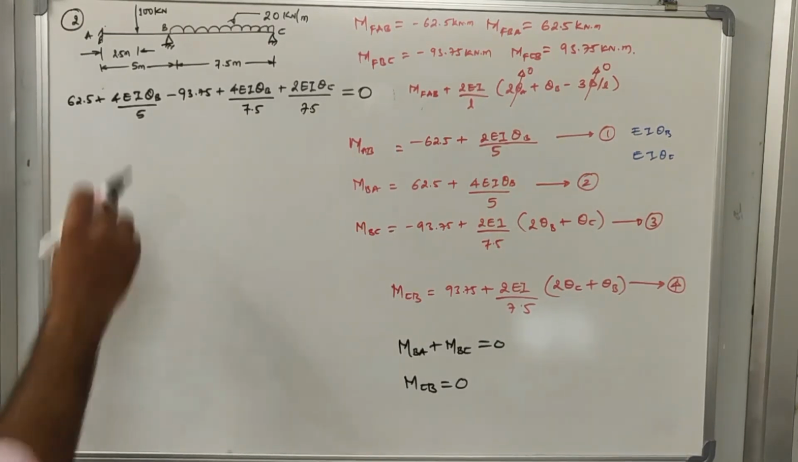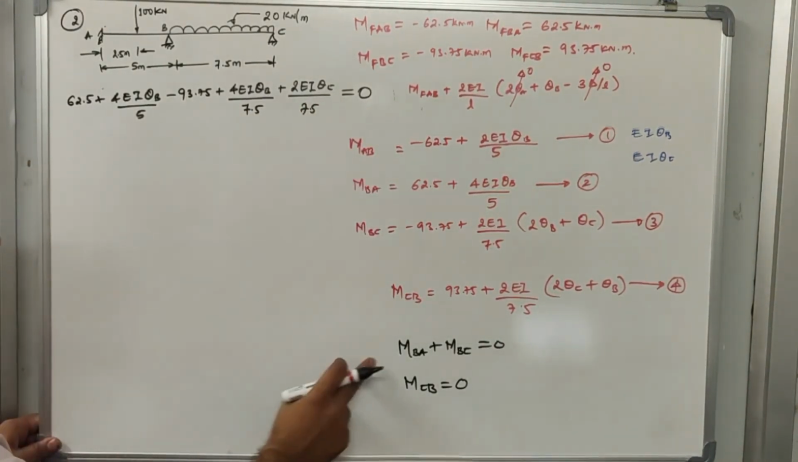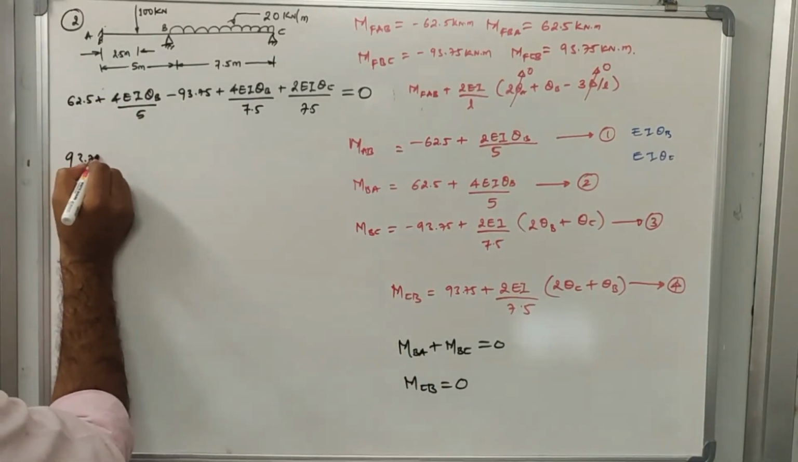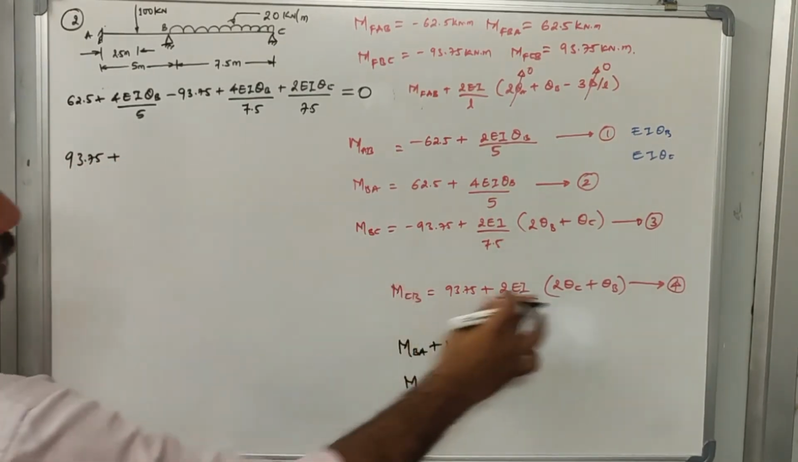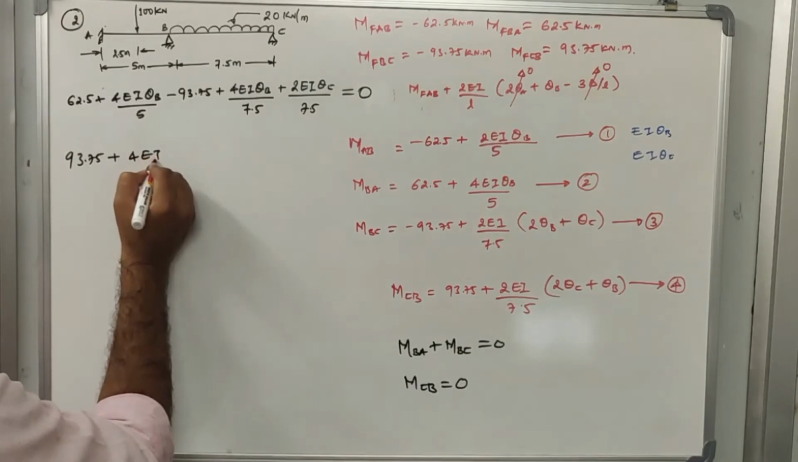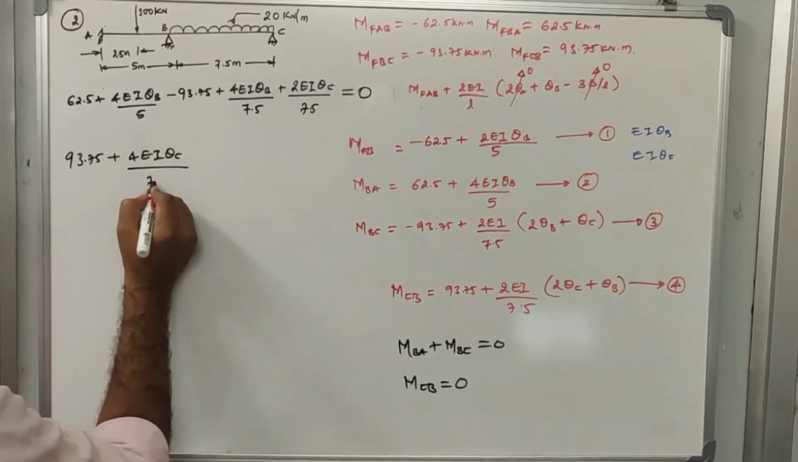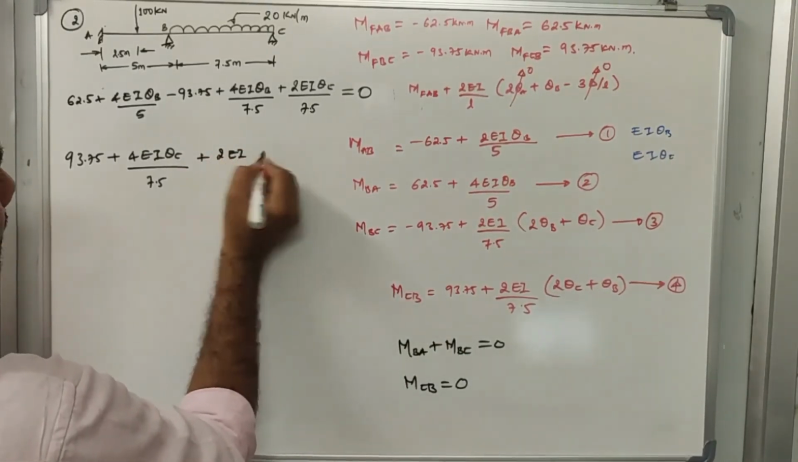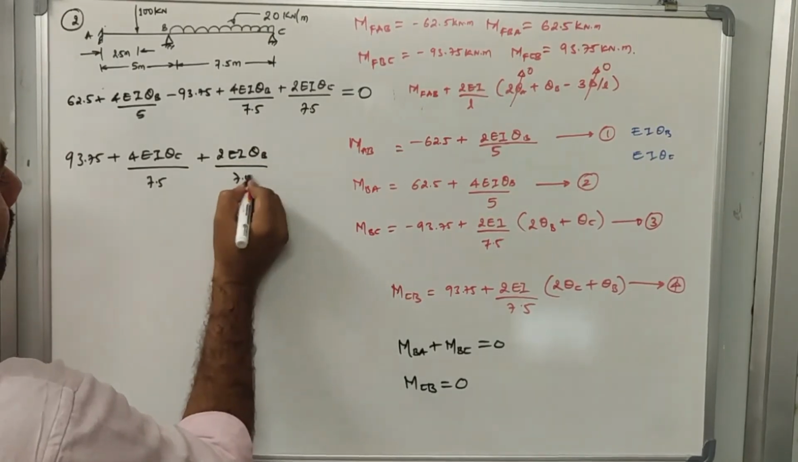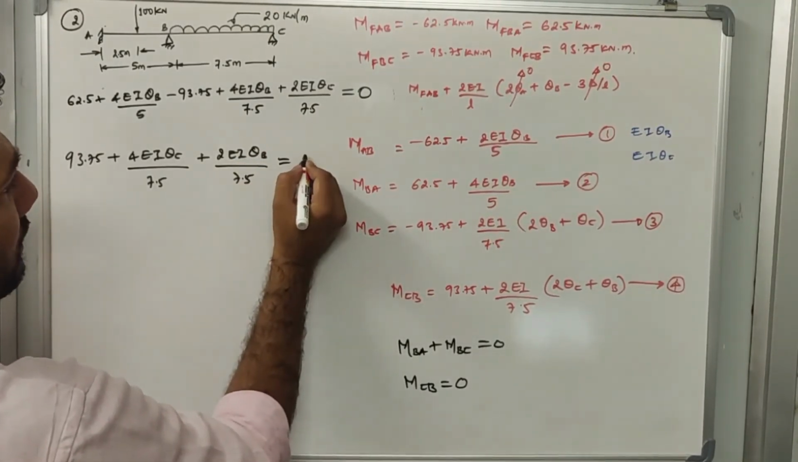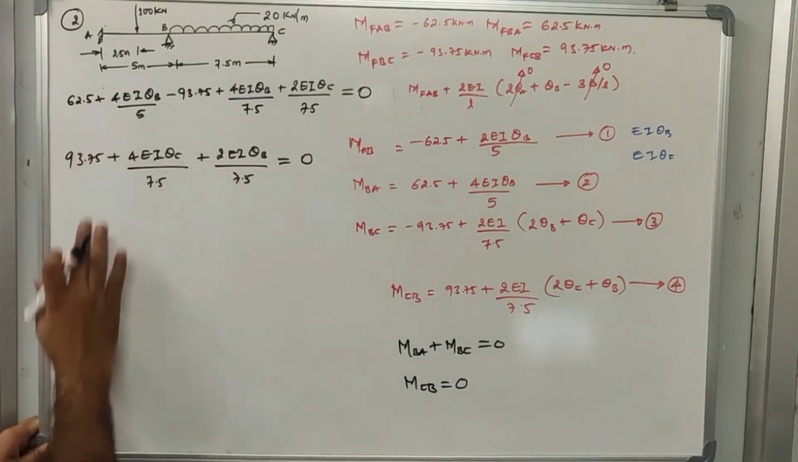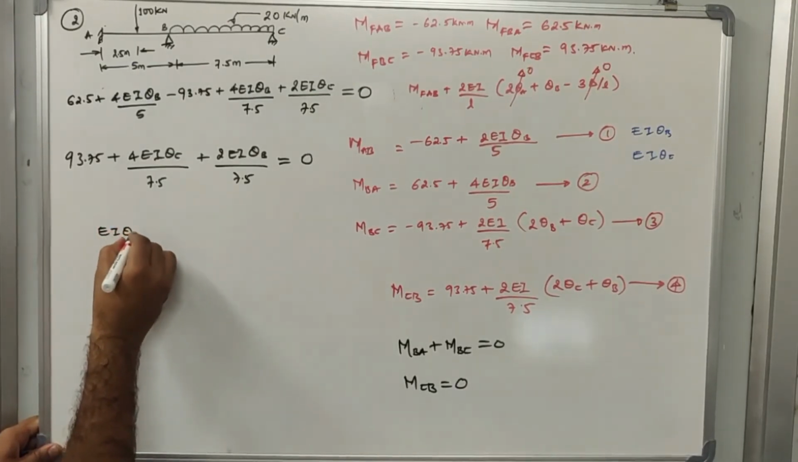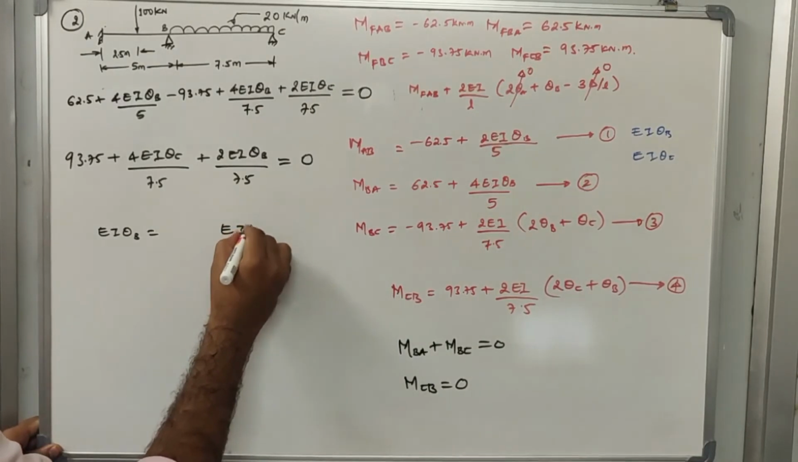Okay. So once you write this equation, next what we need to do? We need to write MCB equal to 0. We need to equate this. So 93.75 plus 4EI theta C divided by 7.5 plus 2EI theta B divided by 7.5 will be equal to 0. Okay. So we have two equations and two unknowns. You solve this and tell me how much is EI theta B and EI theta C.